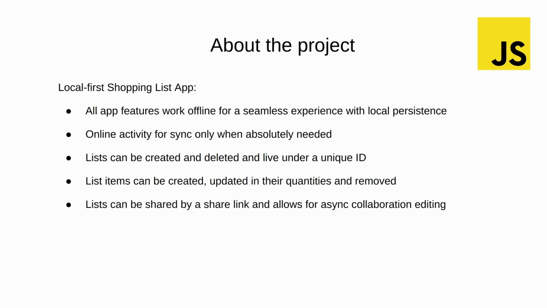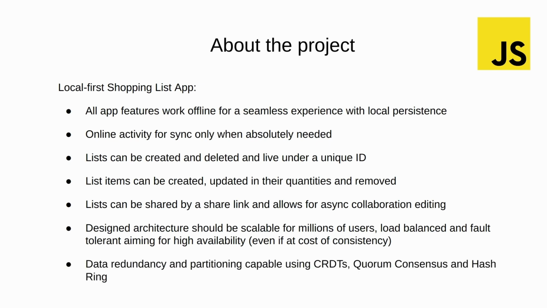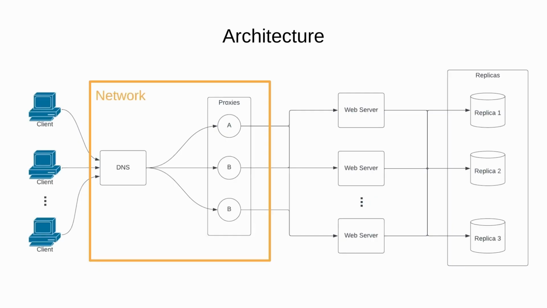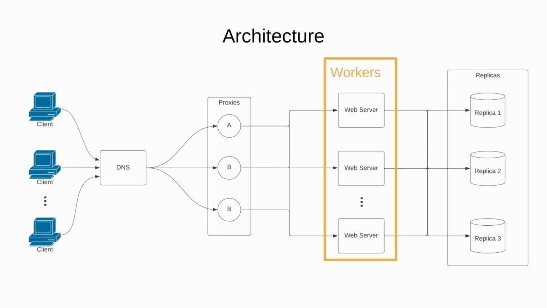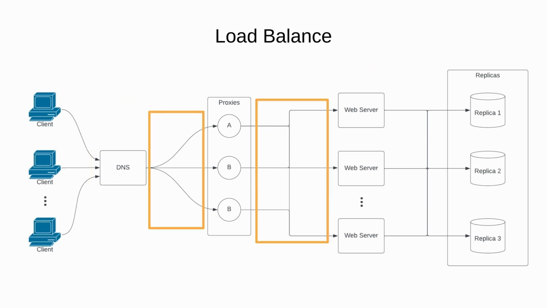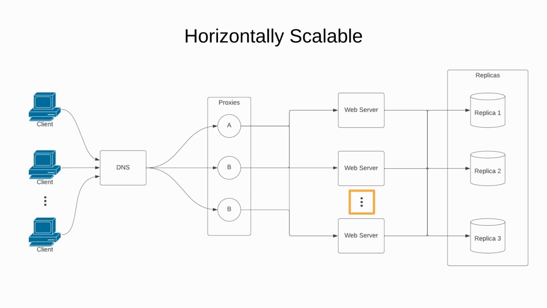The architecture developed should be fault-tolerant and support millions of users via high availability at the expense of data consistency. Looking at the developed architecture, we have clients, a network composed of DNS and proxies, a backend of web workers, and database replicas. There is load balancing on the network for resource distribution. The architecture is made to support horizontal scalability to meet high processing demands.